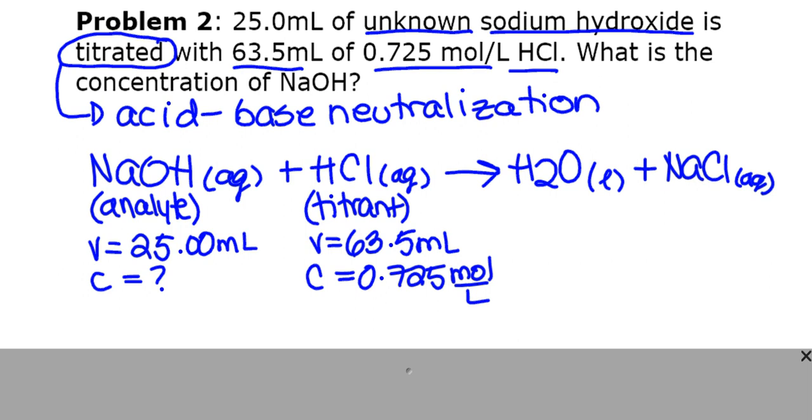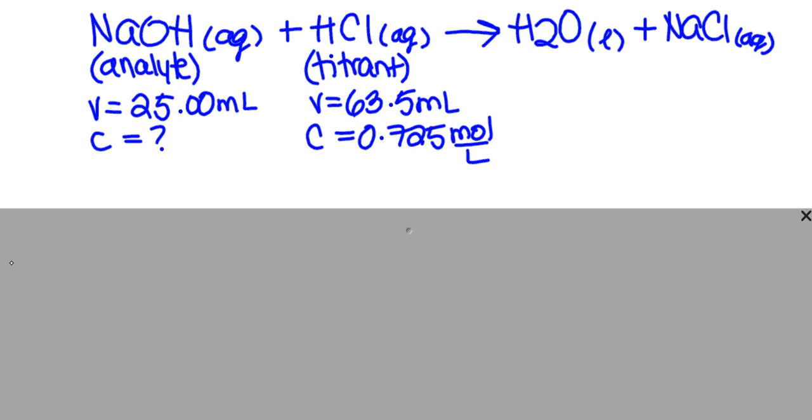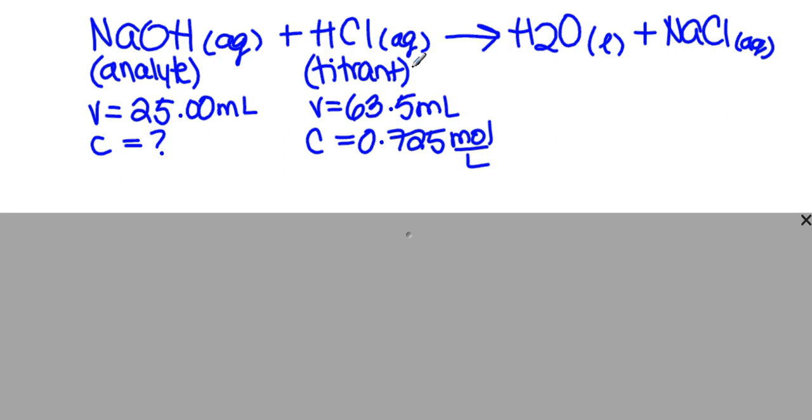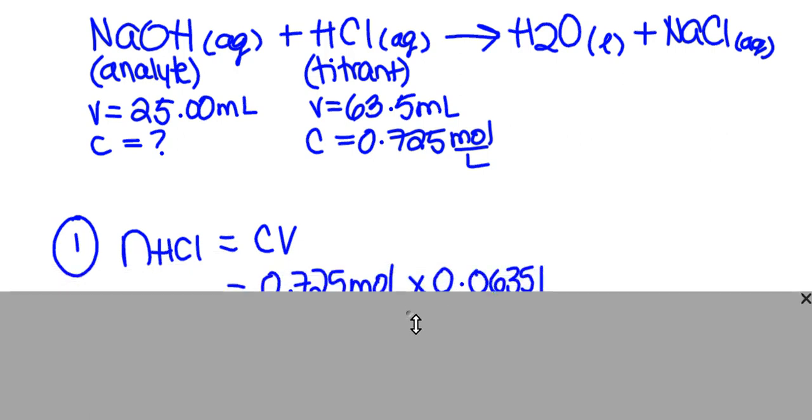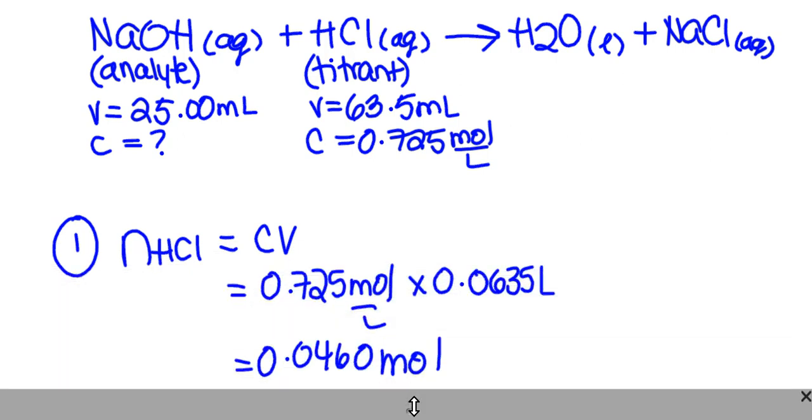All right, let's take a step back, look at what we've got, and then we'll look at the answers. I start off with volume and concentration of hydrochloric acid, which means I can find the moles. So the first thing I need to do here is find my moles of hydrochloric acid. Again, I'm going to use my concentration and volume equation. So I take my concentration, 0.725 moles per liter, and multiply it by my volume. Again, make sure you change to liters, and you should get 0.0460 moles.